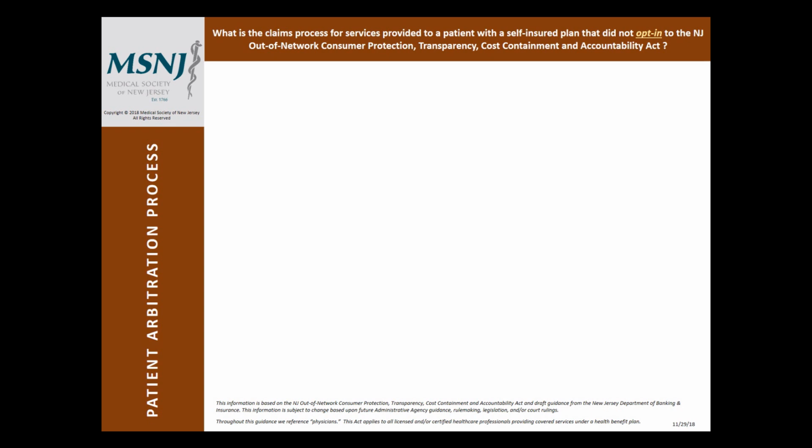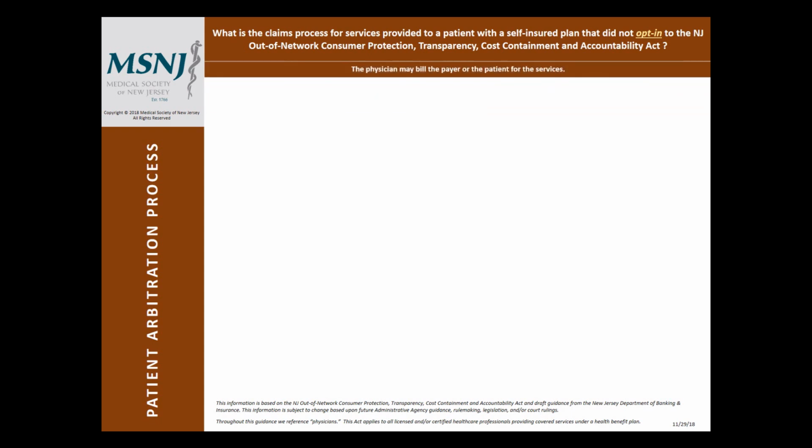So, what's the claims process for a patient that's insured by a self-insured plan that did not opt in to the out-of-network law? So this is for ERISA governed plans that have not elected to opt in and be subject to the jurisdiction of the law. What are the rights for patients in that situation? And our new law gives us several.